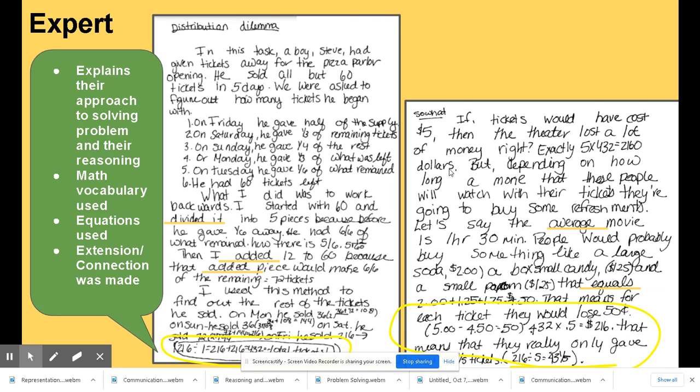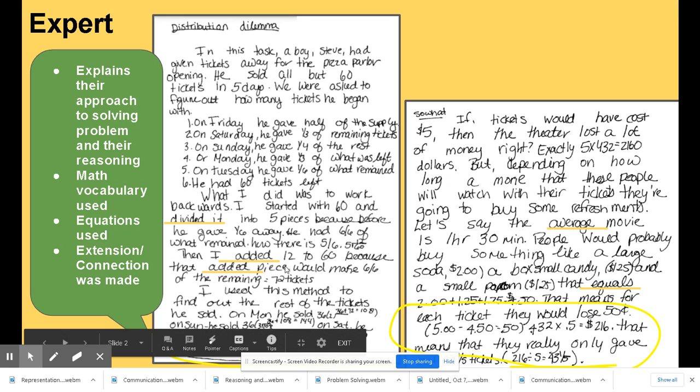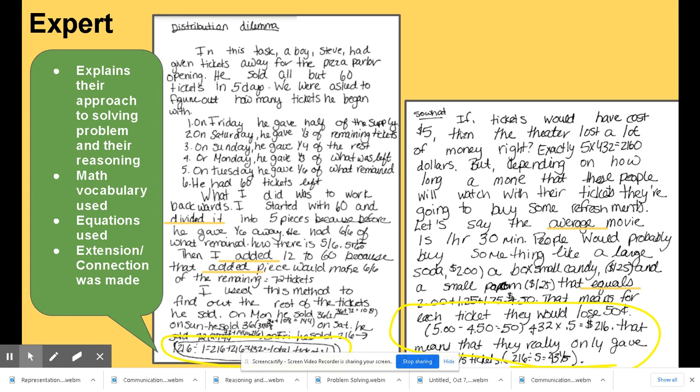Now, the one thing that really makes this paper scored at an expert level would be that they really did make a connection and they extended this problem. They took the scenario and then they said, well, what if tickets would have cost $5 and then the theater would have lost a lot of money, right? And then they did the math for it. That was not something that was necessary. They went ahead and did that, and that extended this problem, which made this student get scored at an expert, especially if they're doing it correct.